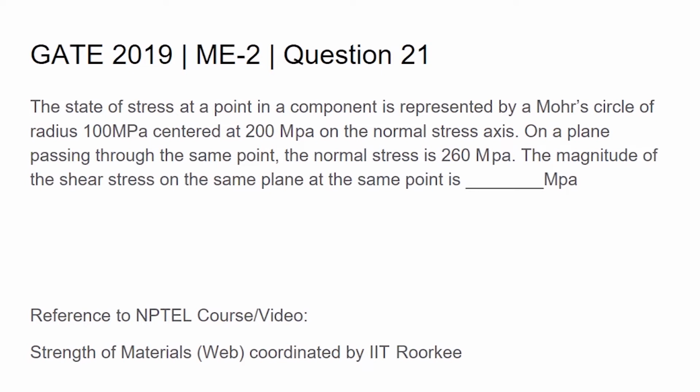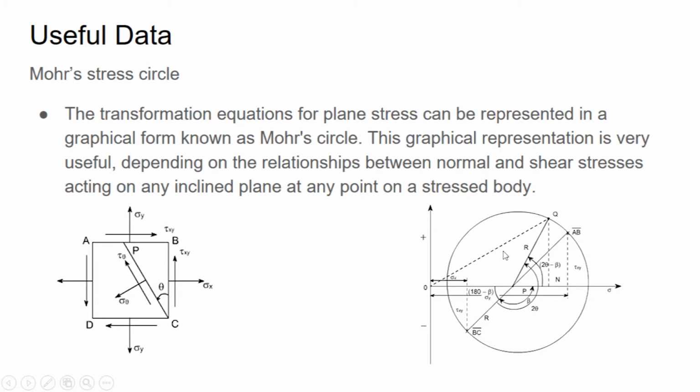You can also refer to the NPTEL course Strength of Materials coordinated by IIT Roorkee. Before going to the solution, we need to know some basic information regarding Mohr circle. What is a Mohr circle? The transformation equations for plane stress can be represented in a graphical form known as Mohr circle. This graphical representation is very useful depending on the relationships between normal and shear stresses acting on any inclined plane at any point on a stressed body.